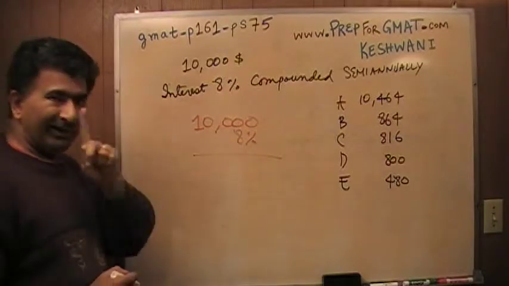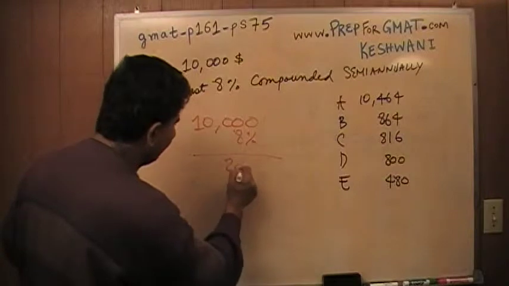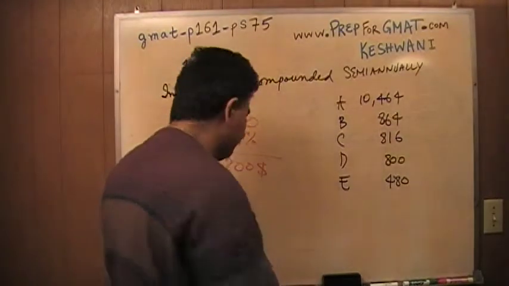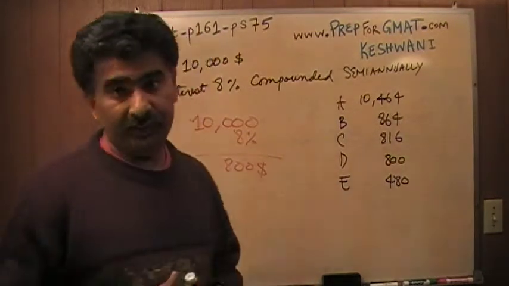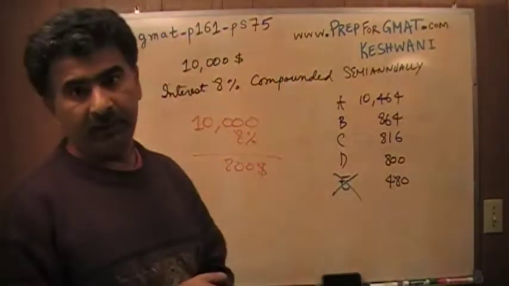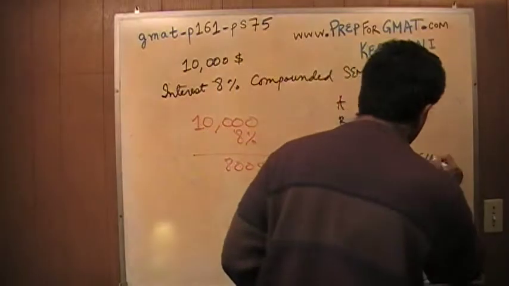For example, here, if you were to get 8% regular interest, 10% of 10,000 is 1,000. So 8% of 10,000 is 800. This is the regular interest. Because the interest is compounded, it has to be a little bit more than 800. So this answer choice is ridiculous. Your interest is not going to be 480. This is too silly. This is ridiculous because this is a simple interest.